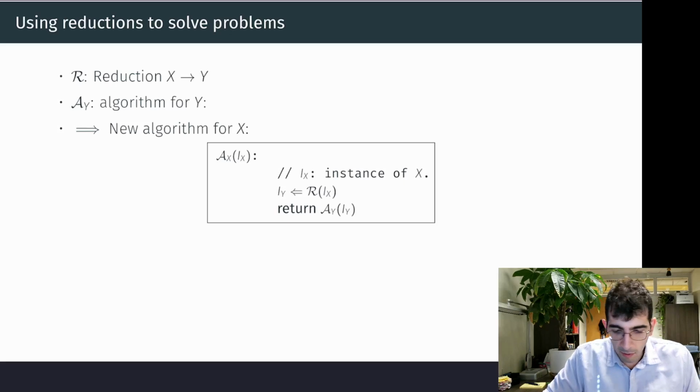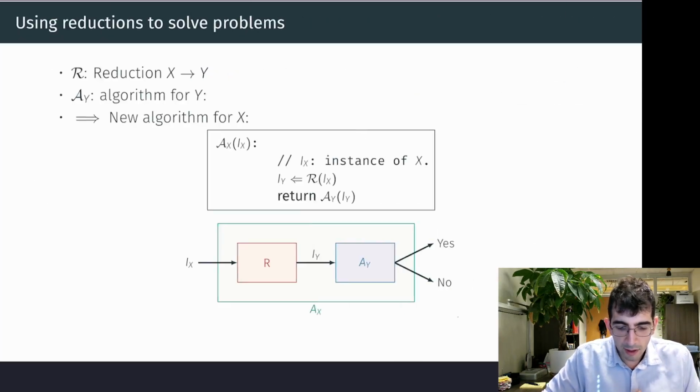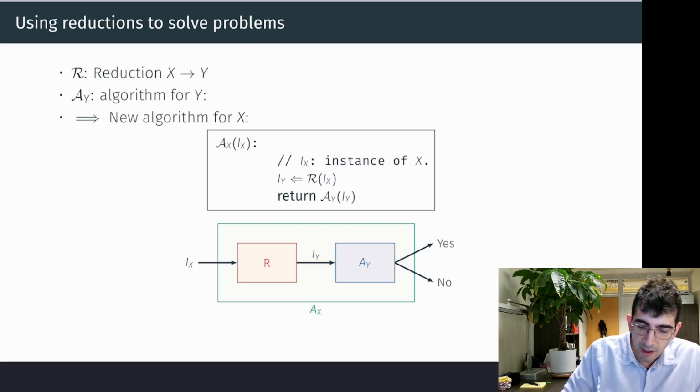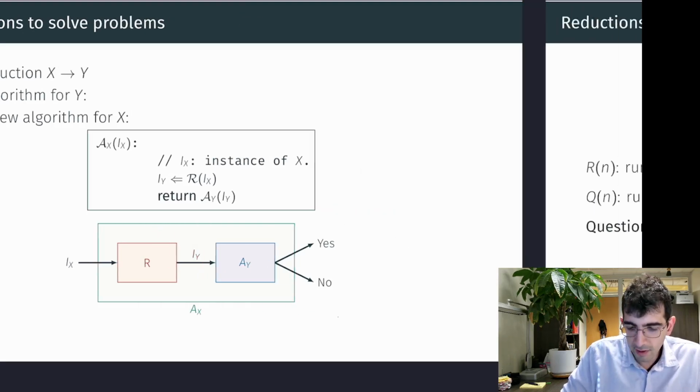Another way to show this reduction is through a diagram. This is my preferred way. Simply put, this diagram shows the exact same thing as this code here. You have an algorithm for Y, and all you're doing is taking an instance for X, putting it through a reduction so that it turns into an instance for Y, and then once Y outputs yes or no, that will become the X output.